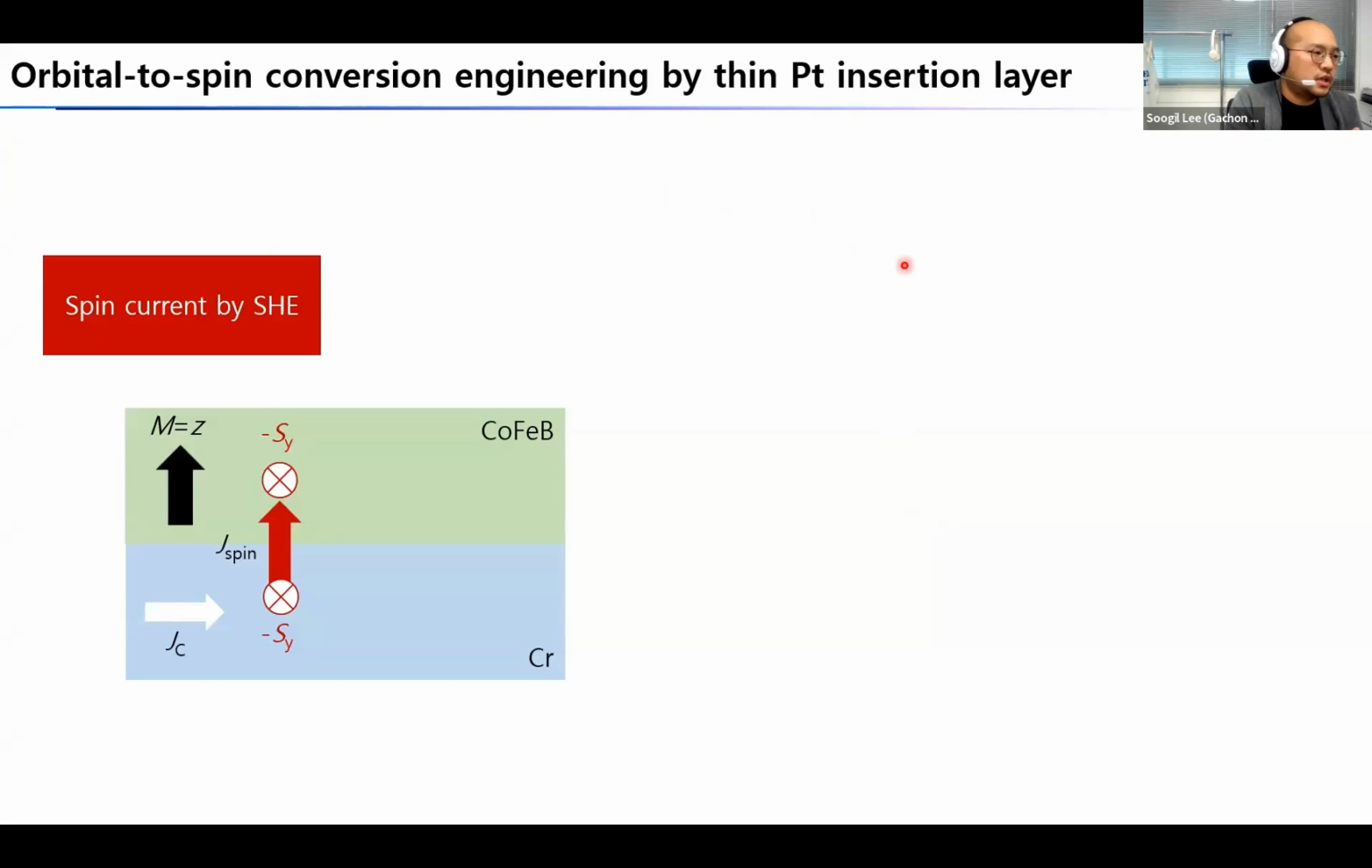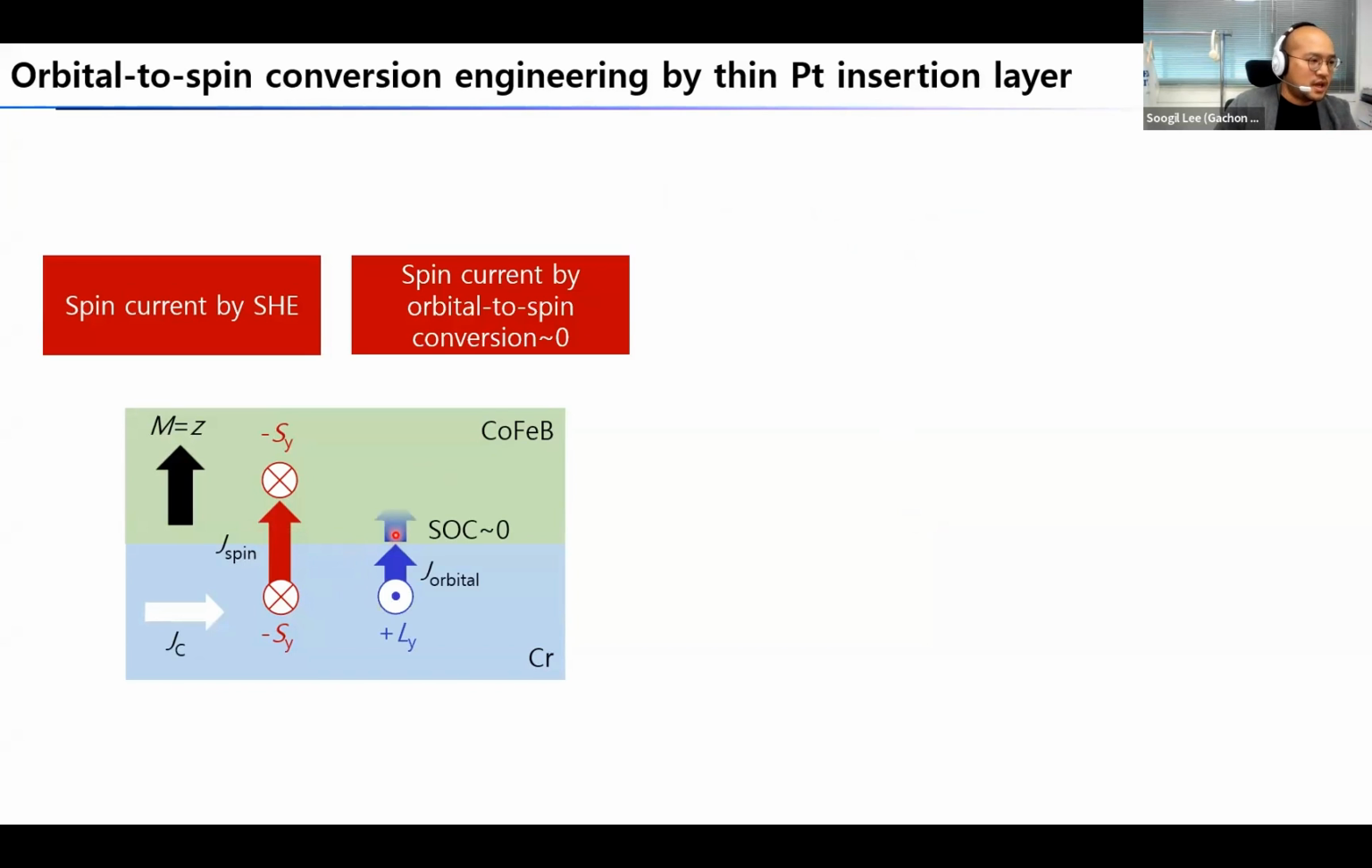Okay, let's move to another topic, which is related to the magnetization switching by the orbital current. In this slide, I would like to discuss the effect of the platinum insertion layer with strong spin-orbit coupling. First, we already know that the conventional spin-orbit torque exists in this chromium cobalt iron boron bilayer. In this structure, the orbital current negligibly contributes to the total spin-orbit torque because the strength of spin-orbit coupling in this cobalt iron boron layer is negligible.